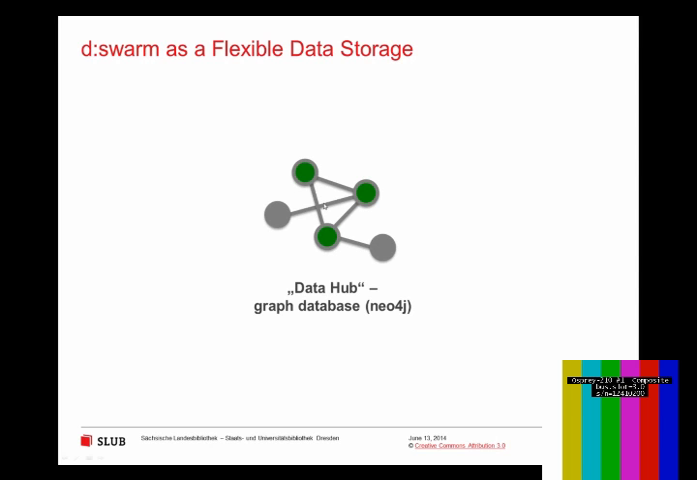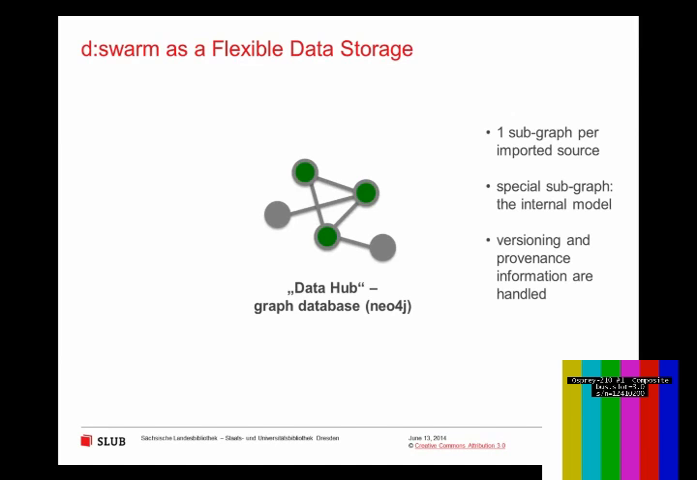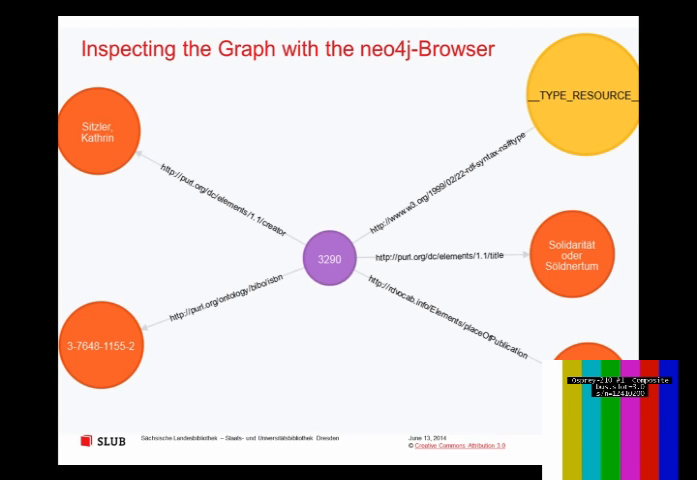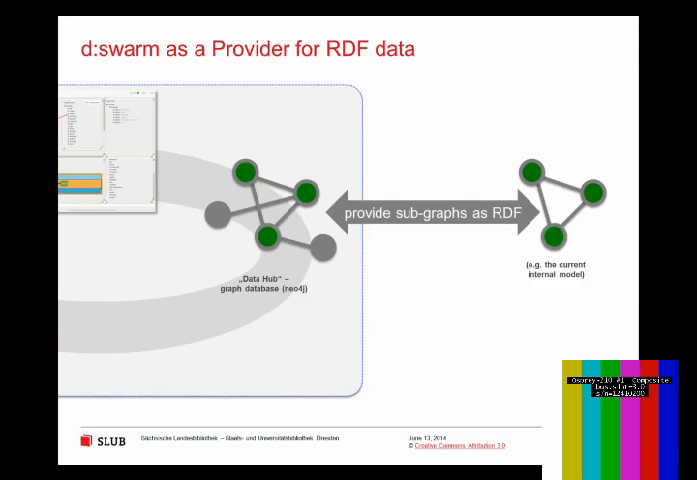And when you look at this picture, you already see that there are some green bubbles. So we have various subgraphs in this graph. We have one graph for each imported source. And we have one specific subgraph, the internal model. And then we have also a lot of data around for versioning and provenance information, which is all stored in this graph. When you look at the graph with the inbuilt visualization feature of Neo4j, it looks somehow like this. So you see we use the nodes and relationships of this graph database, but we also represent parts of RDF here. So we have URIs, we have resources that represent types, and so we are able to also export RDF.